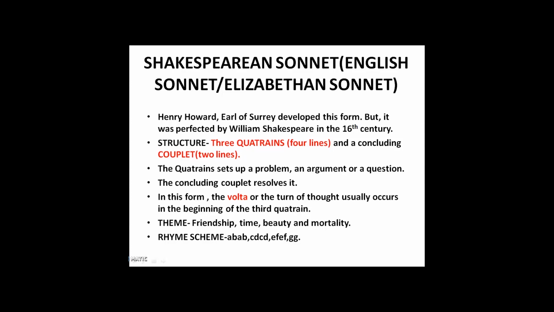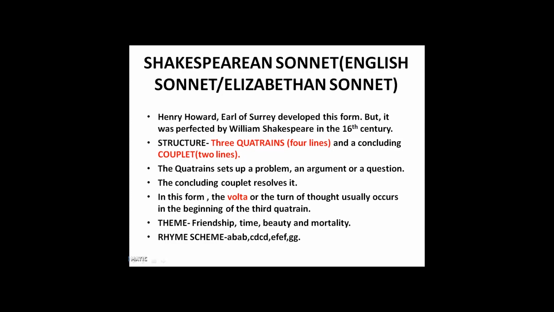This sonnet is divided into 3 quatrains consisting of 4 lines each and a concluding couplet of 2 lines. The quatrains set up a problem, an argument or a question, while the concluding couplet resolves it. In this form of sonnet, the volta or the turn of thought usually occurs in the beginning of the 3rd quatrain. The theme of a Shakespearean sonnet is friendship, time, beauty and mortality.